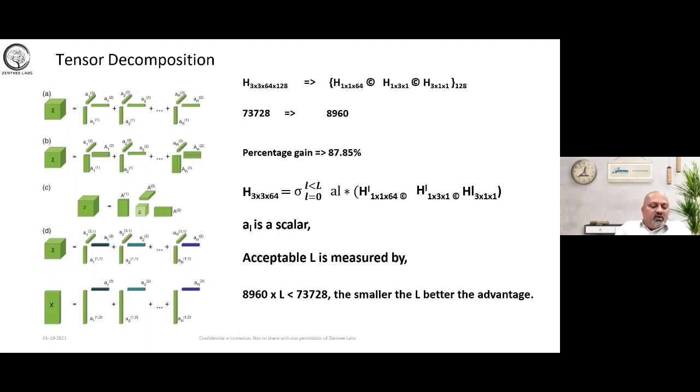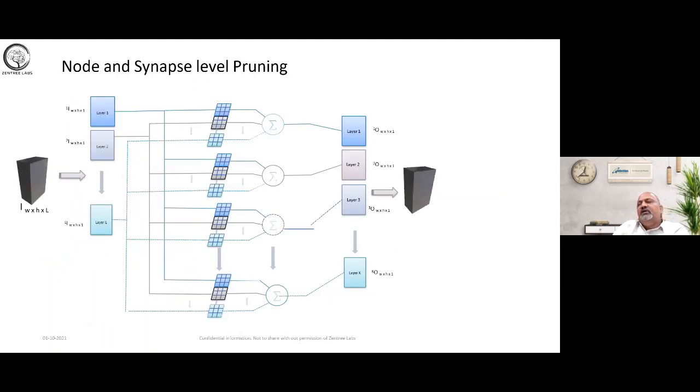equivalently to the original network actually, even converging faster than that, because the CP decomposed components here are initialized with the approximate rank 1 approximations that we are finding out. So the convergence is also pretty much faster for these kind of things, right? And the second thing is node and synapse level pruning.